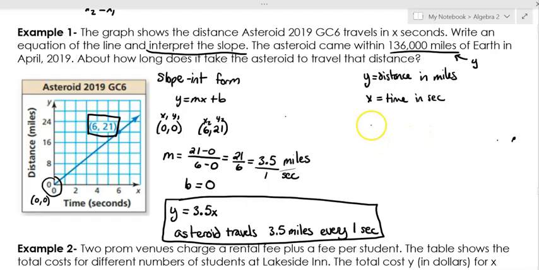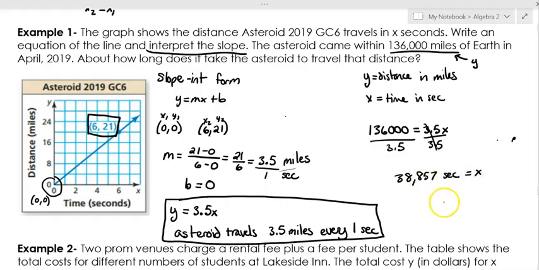So what you can do is take the equation we just wrote, but plug 136,000 in for y, and so you have 136,000 equals 3.5x, and then just solve for x. So divide by 3.5, and then we get 38,857. Now keep in mind, that's in seconds, and that really isn't particularly reasonable. So one thing you can do is try to change that into hours, which would make a lot more sense.